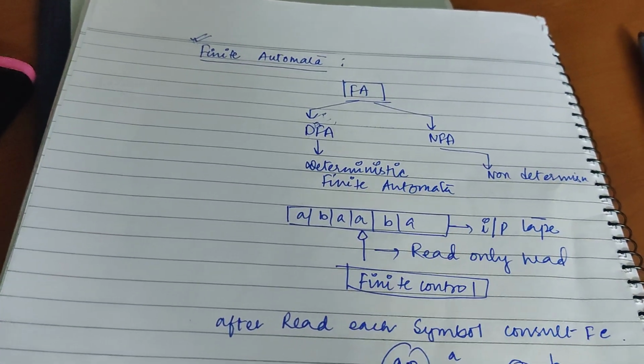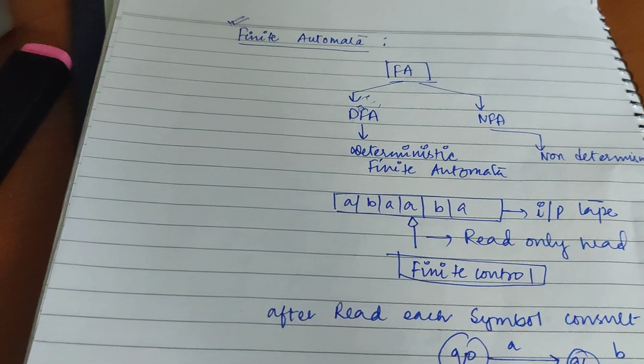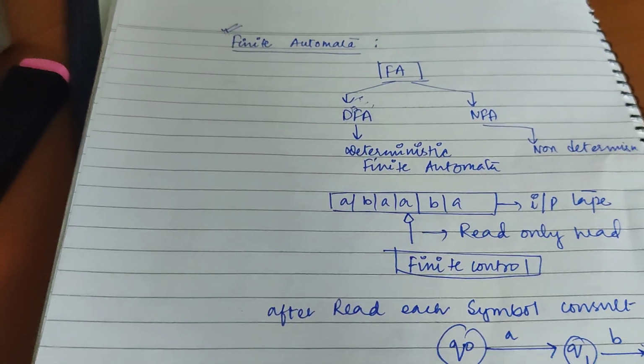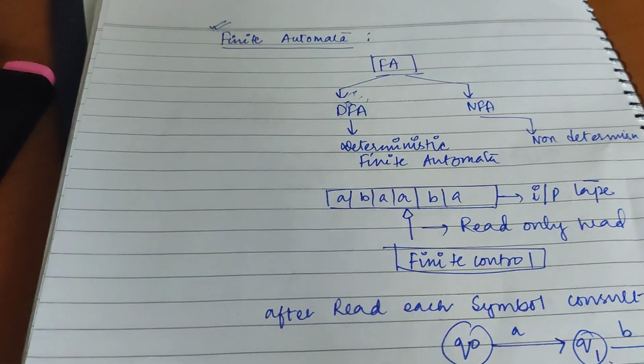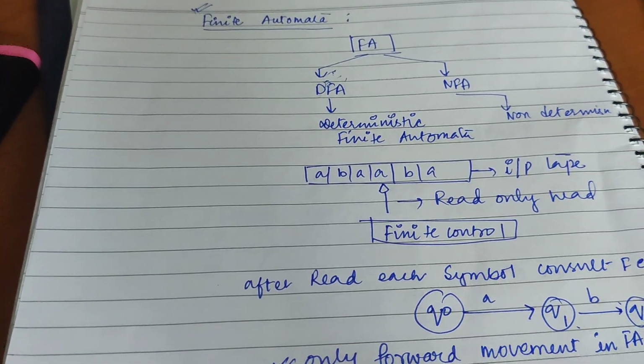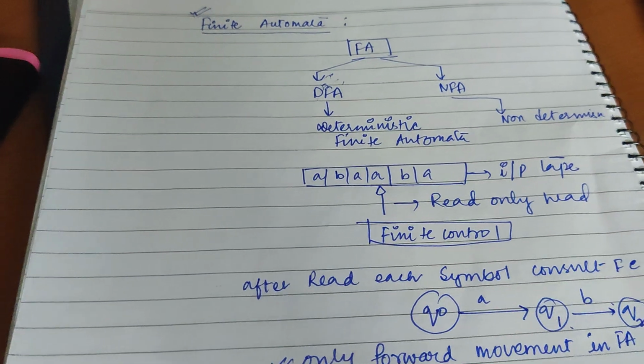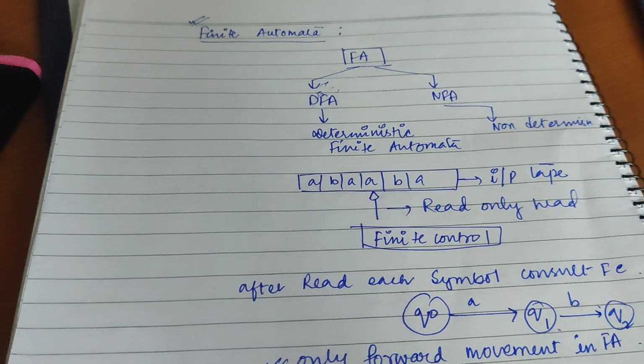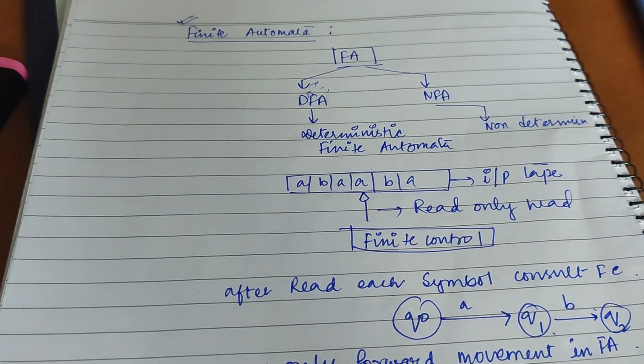Now coming to the finite automata. Finite automata has limited memory and it is a type 3 machine. It deals with the regular language. Now there are 2 types of finite automata: deterministic finite automata and non-deterministic finite automata.